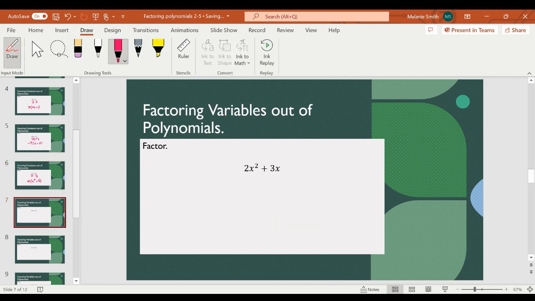All right, so let's look at an example where we would actually factor a variable out of the polynomial. So I can't actually divide 2 or 3 by the same thing, but I can divide x squared and x by something. I can divide those by x.